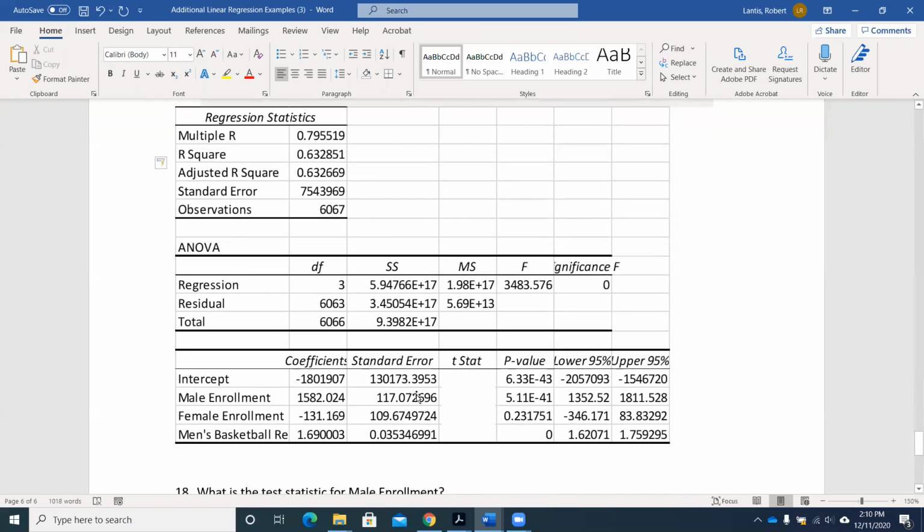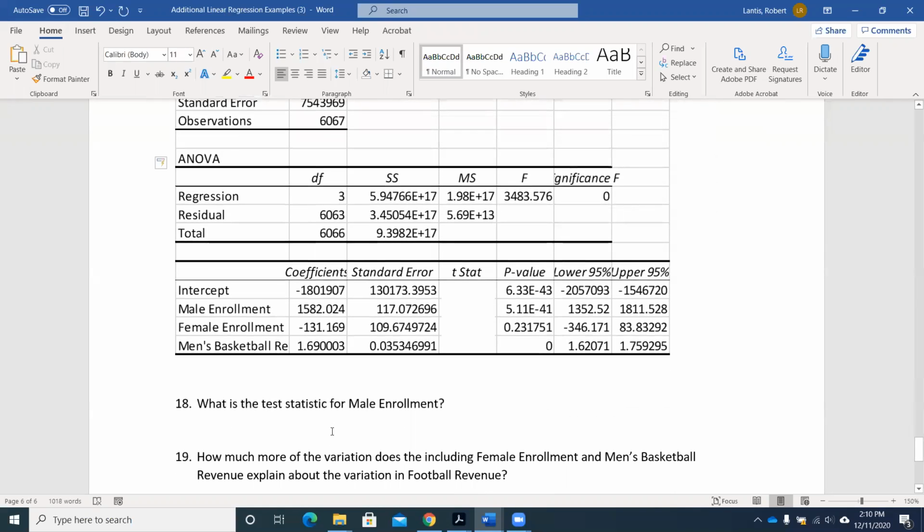I rerun my regression and I get this output. So what's the test statistic on male enrollment? Once again, all you do to find these test statistics is take the coefficient on the variable you're interested in, 1,582, and divide it by the standard error on that estimate, and you'll get that test statistic. You can do this for every one of these variables and reproduce all these test statistics. That might be some good additional practice to do on your own.